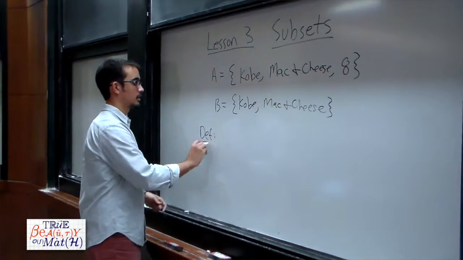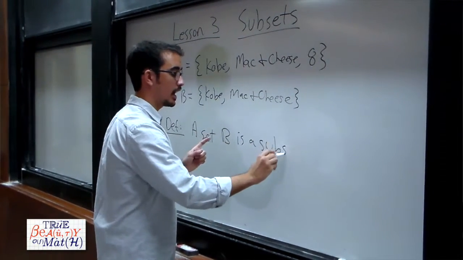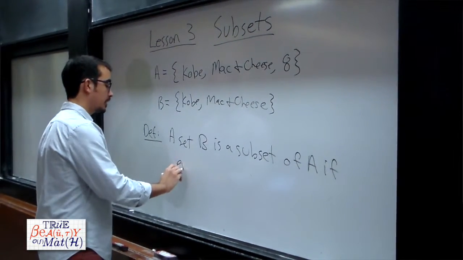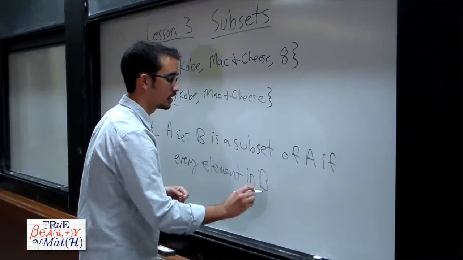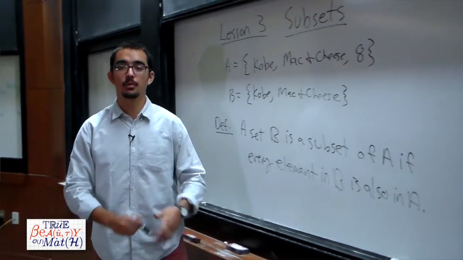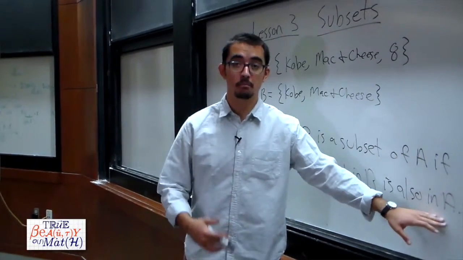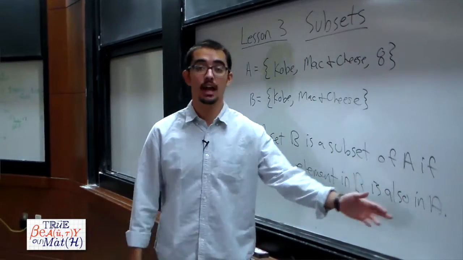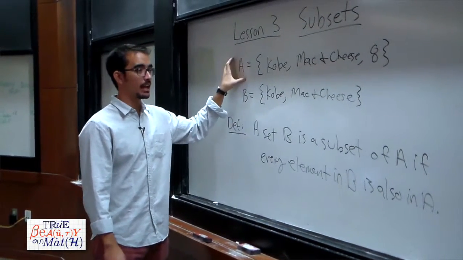Here's the definition. A set B is a subset of another set, A, if it is the case that every element in B is also in A. So note that it says nothing about whether or not all the elements in A are also in B. In fact, this is what we mean by A being the sort of parent set of the subset B. Everything in B is in A. It doesn't have to be the case that everything in A is in B. And this is just one example of a set B being a subset of a set A.